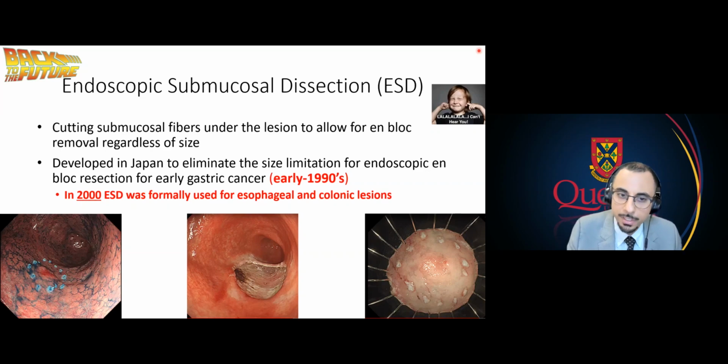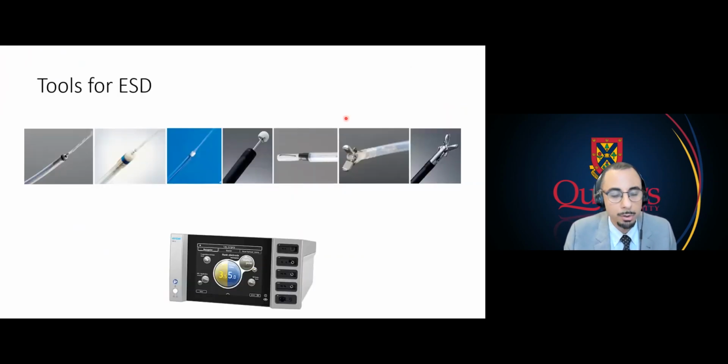In terms of the tools for ESD, these are some of them, but not all of them. These are different types of knives that we use. You can see these ones have a water jet function, so we can inject. As I mentioned, we generally put fluid underneath the lesion to lift it up and make it safer and easier to remove. So these knives have really revolutionized things and decreased the procedure time significantly as compared to the older knives that didn't have an injection function.